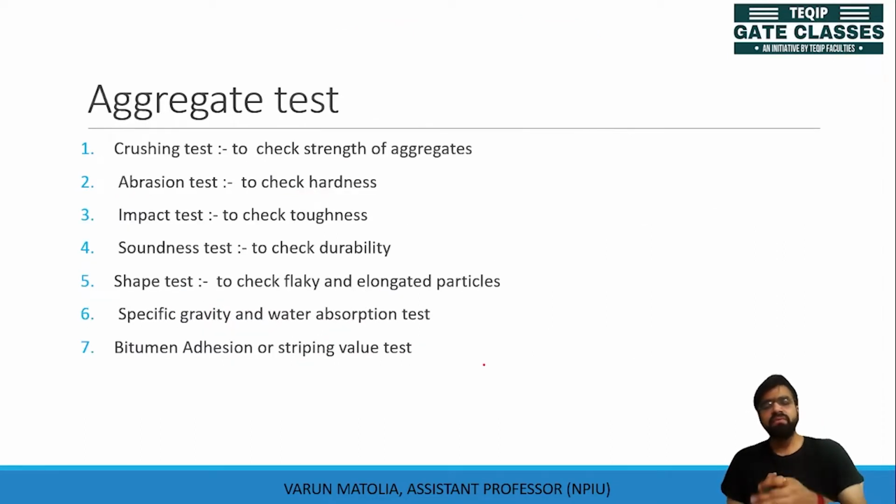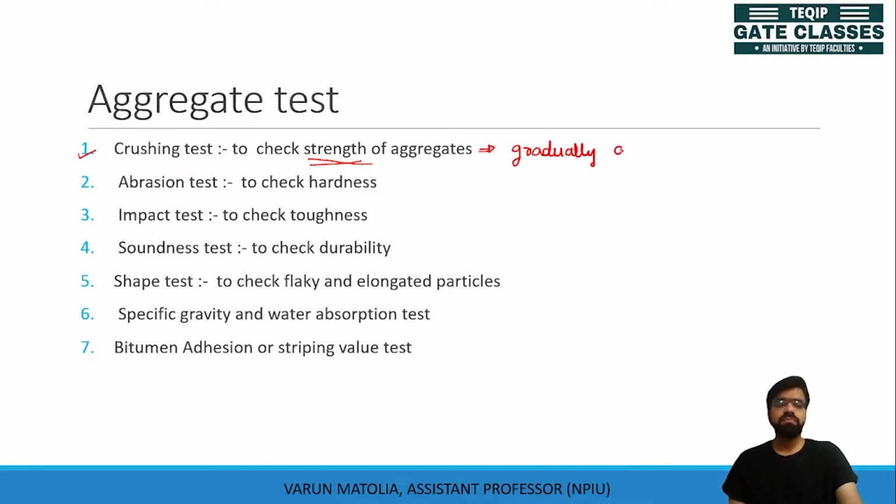So let us see what are the tests which we are going to conduct to see the desirability or the usability of these aggregates. First test is your crushing test. Crushing test is done in order to check the strength of aggregates. Strength is checked with gradually applied load. Then we will check the abrasion.